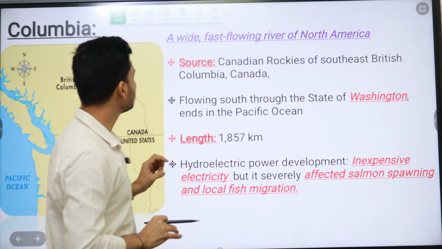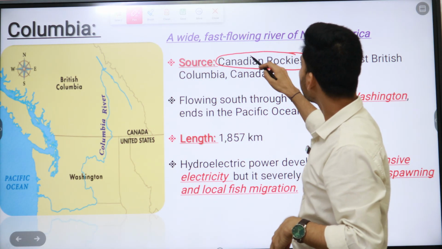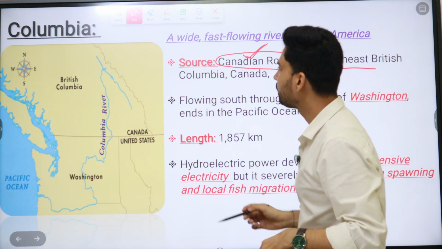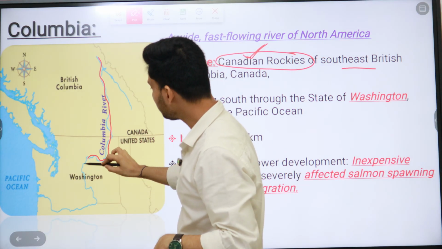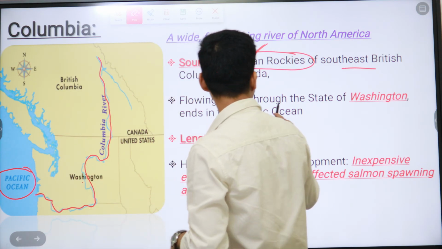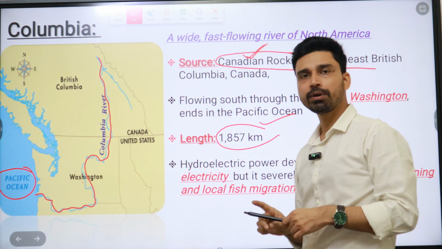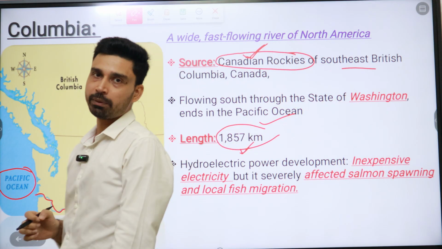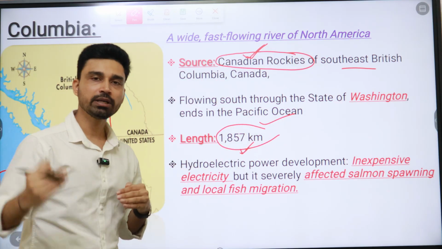Second important river is the Columbia River. The Columbia River originates from the Rockies itself, but the part of the Rockies that lies not in the US but in Canada, in the southeast British Columbian province, that is called Columbia. You can see the river is flowing like this and then drains out in the Pacific Ocean. Flowing south to the state of Washington, it ends in the Pacific Ocean. Length is slightly lesser compared to the Colorado River. It is 1,857 kilometers.